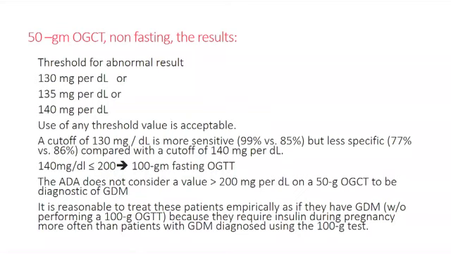So then you can actually reasonably skip the 3 hours. It is reasonable to treat these patients empirically as if they have GDM without performing the 100 gram glucose tolerance test, because they will require insulin during pregnancy more often than the patient with GDM diagnosed using the 100. So they're high suspicion of having gestational diabetes.